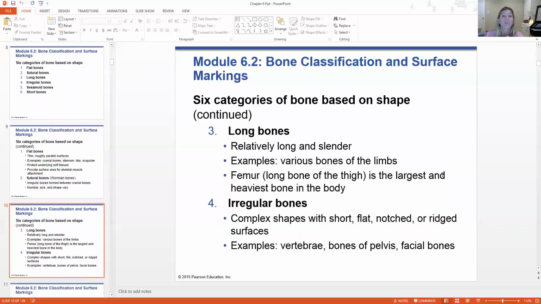Long bones are probably what you think of when you think of bones. These are typically our appendicular bones, like our arm and leg bones. The femur is the long bone in the thigh.